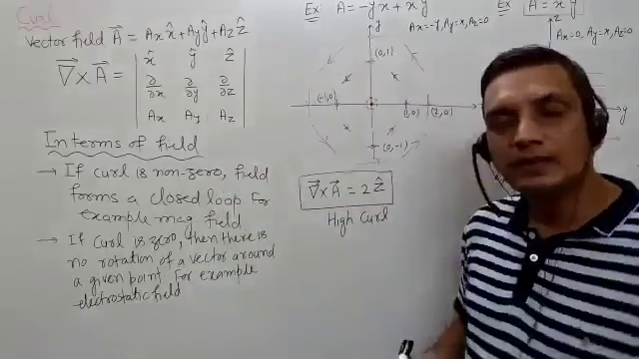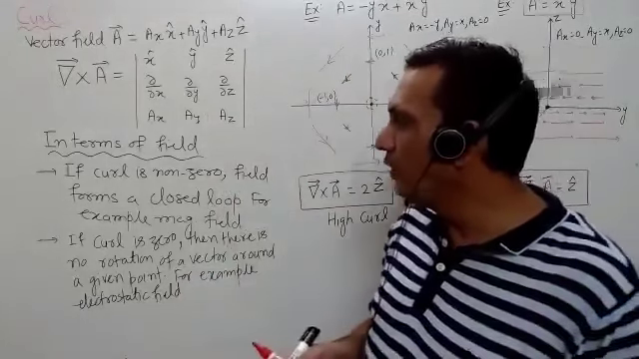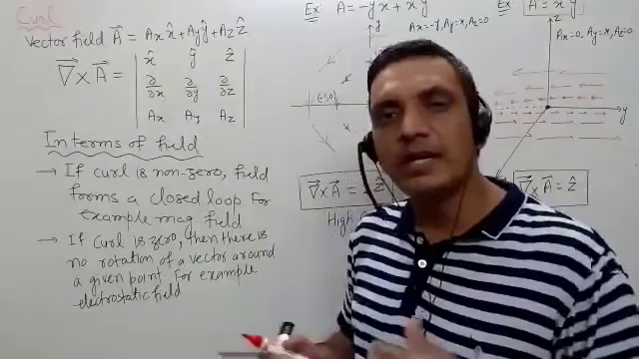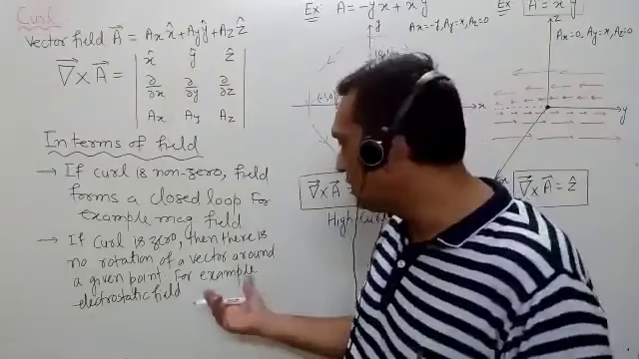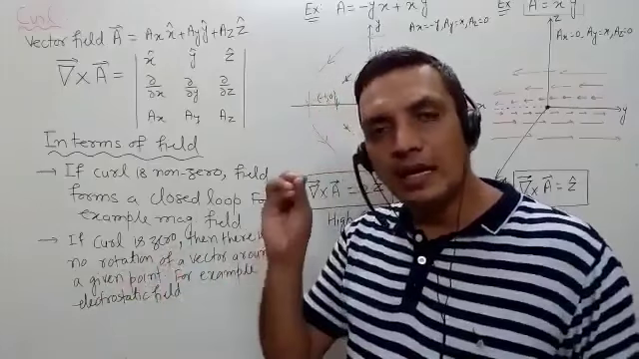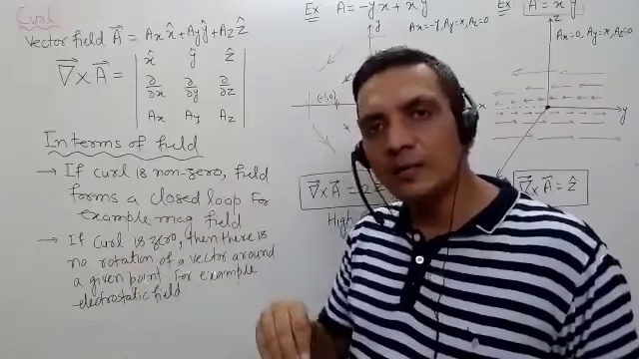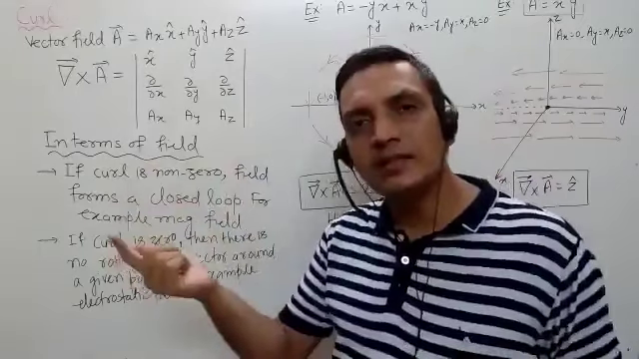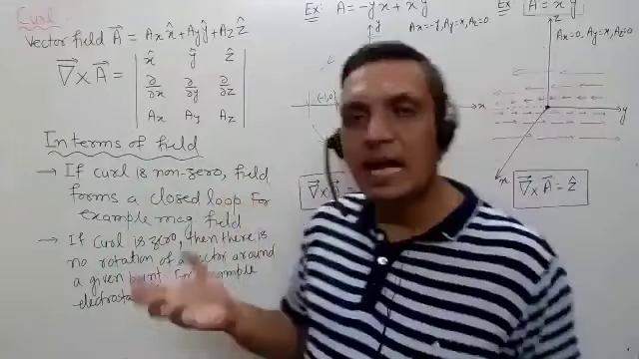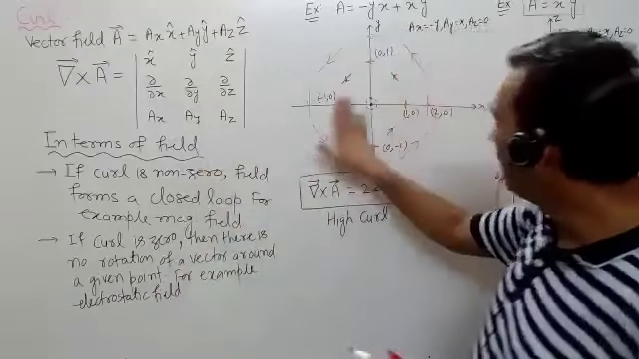So you will see in a magnetic field the lines form a closed loop and curl is non-zero. But in an electrostatic field, you will see curl is always zero. So electrostatic field is a region of high divergence but zero curl, and magnetic field is the region of high curl but zero divergence. So you have to see divergence and curl in terms of field, and mathematically you can calculate in this form.